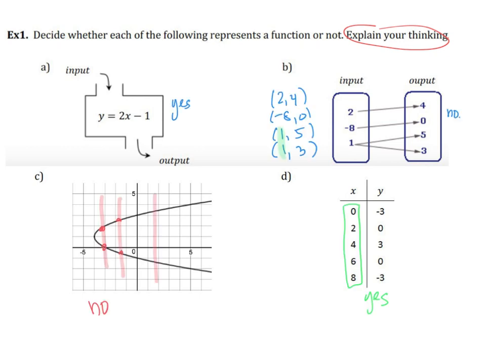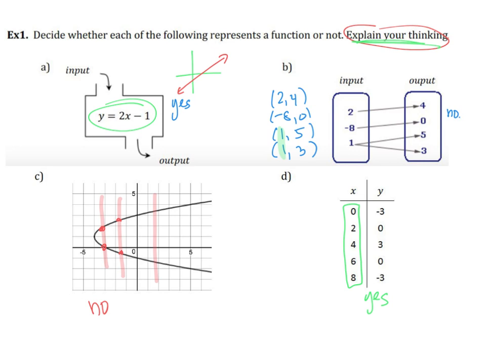Okay, so A, yes, that is a function. You're supposed to explain your thinking. So why is that? Well, if you look at this, this is an equation of a line. It's a linear equation, and linear equations are going to pass the vertical line test because for every input value, there's exactly one output value.